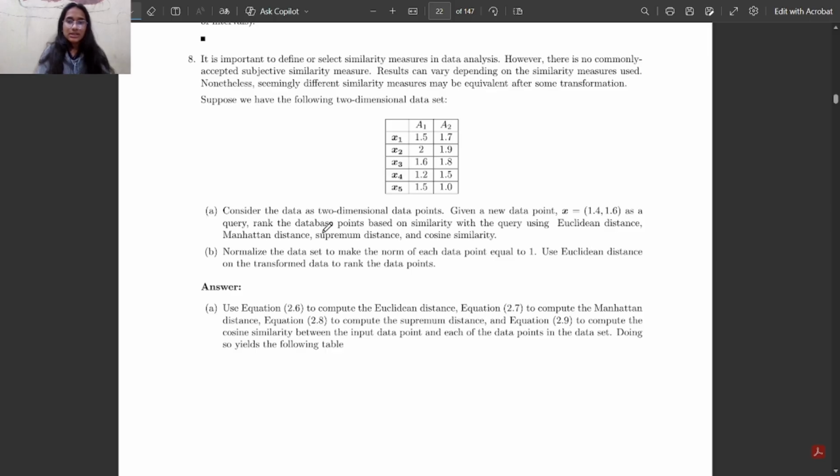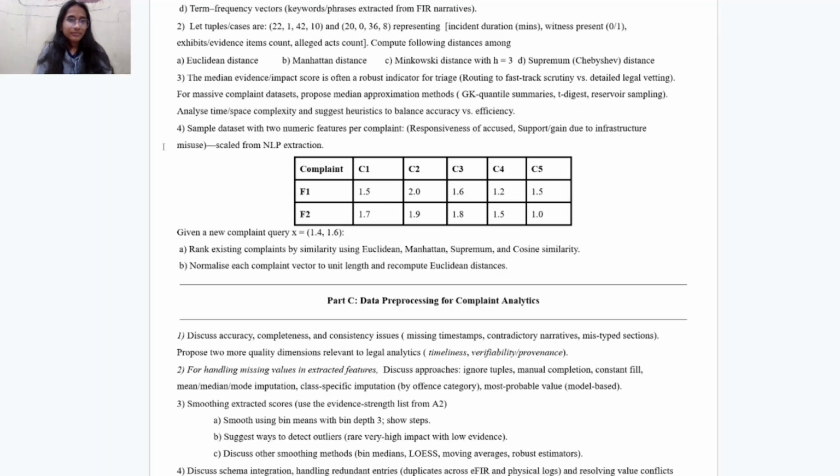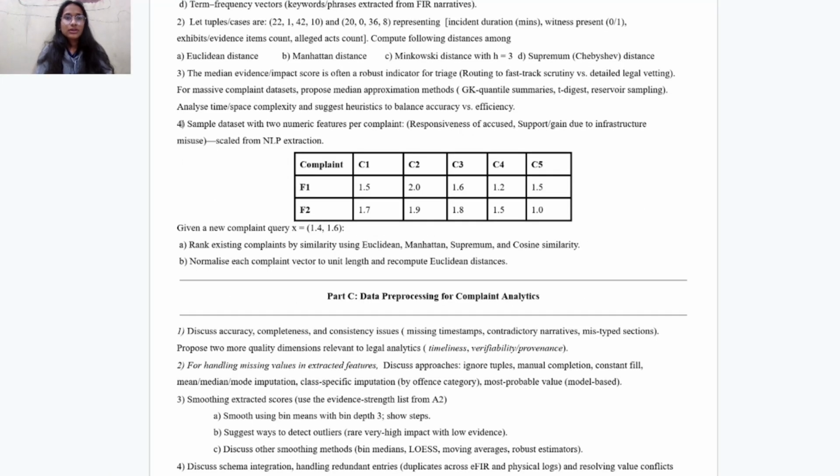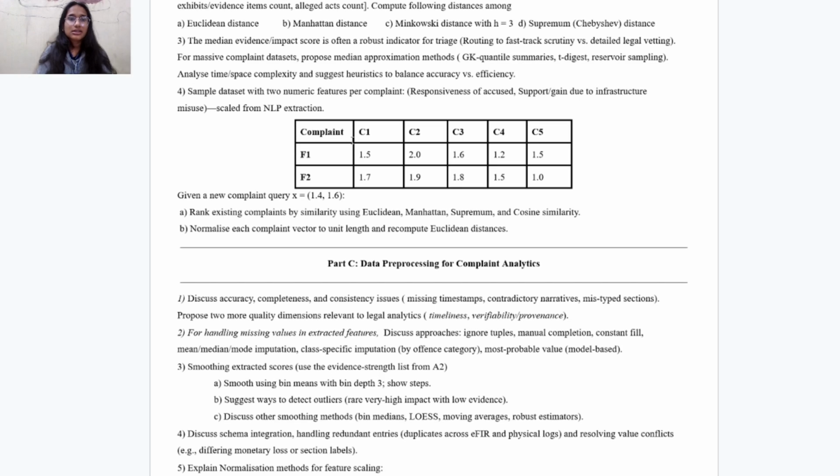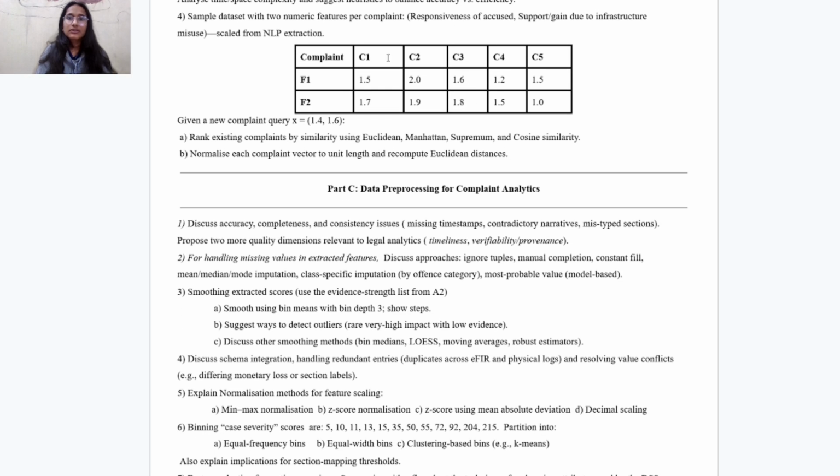Basically, the last question of this section is question number 4. A sample dataset with 2 numeric features per complaint: responsiveness of the accused, and support gained due to infrastructure misuse, a scale from NLP extraction. So here is the dataset we have been given. 5 complaints are there and 2 features are there.